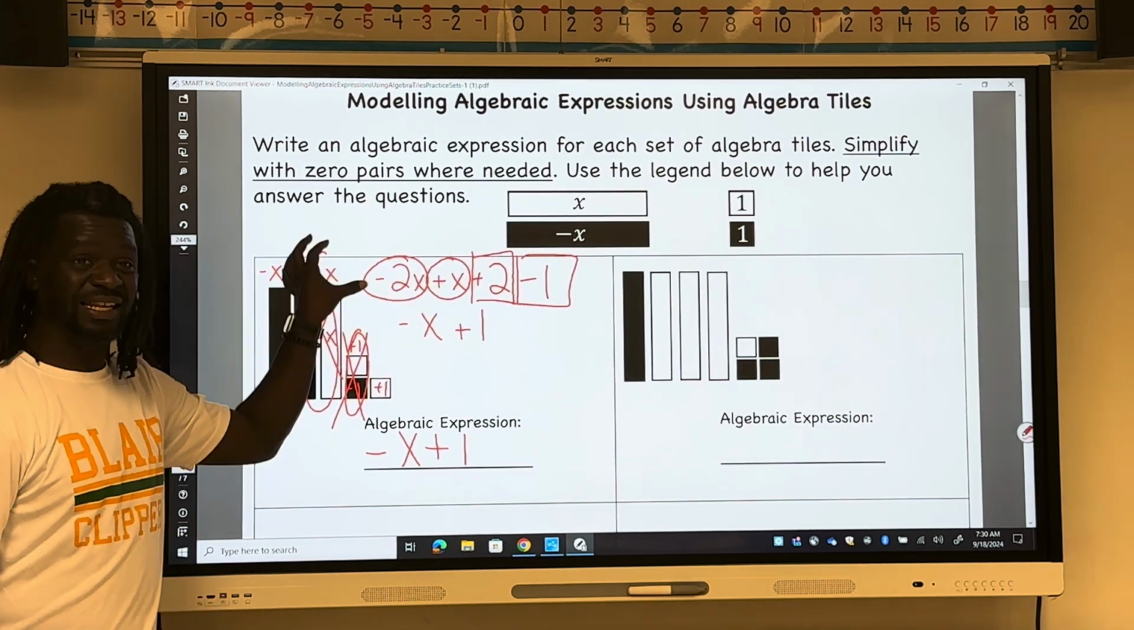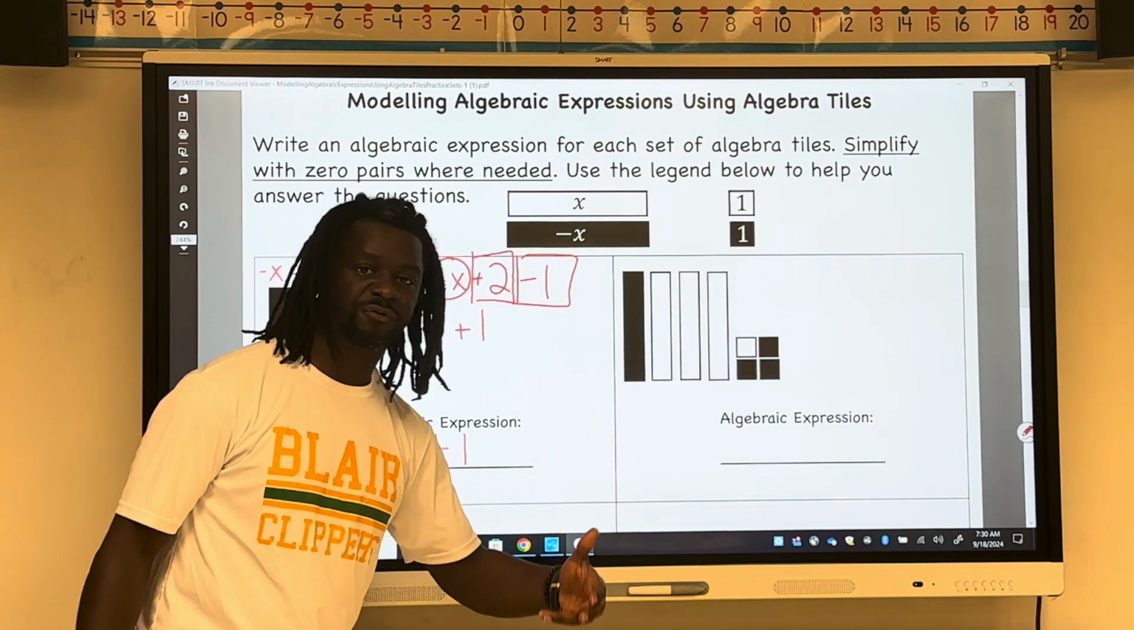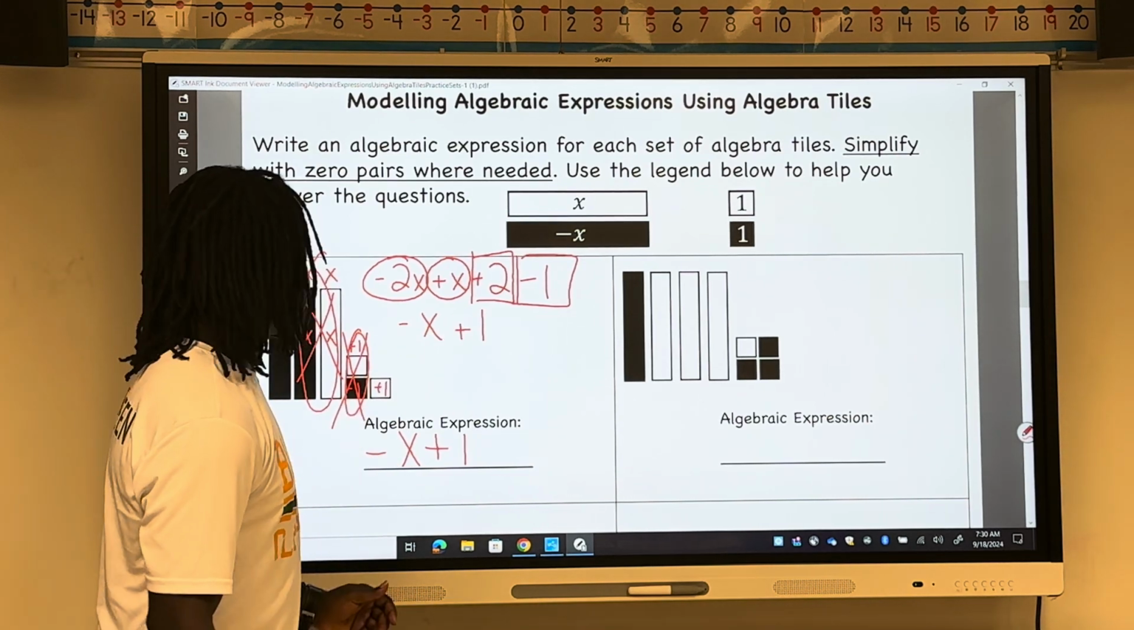But again, this is a lot more work. I just need you to understand with the models, all you have to do is form zero pairs, all right? So let's look at the next one, all right?